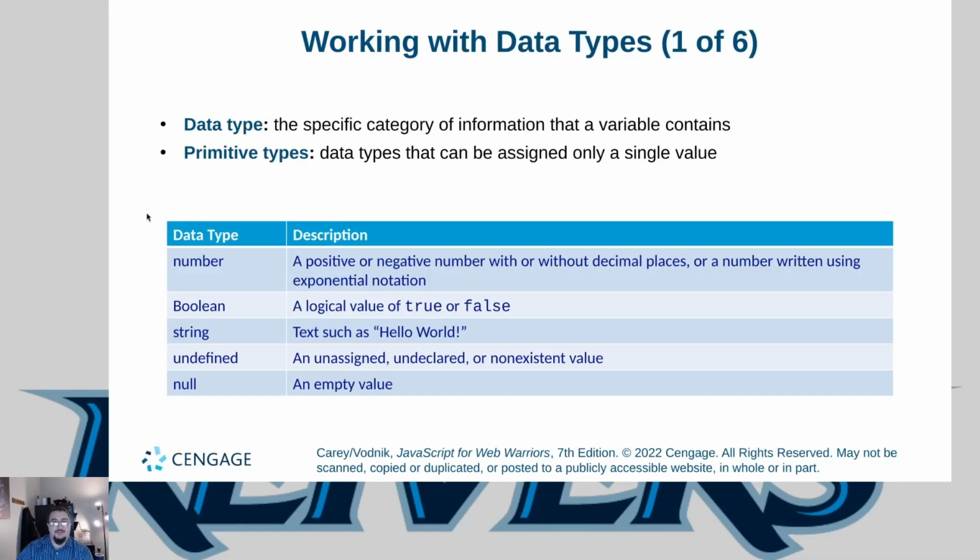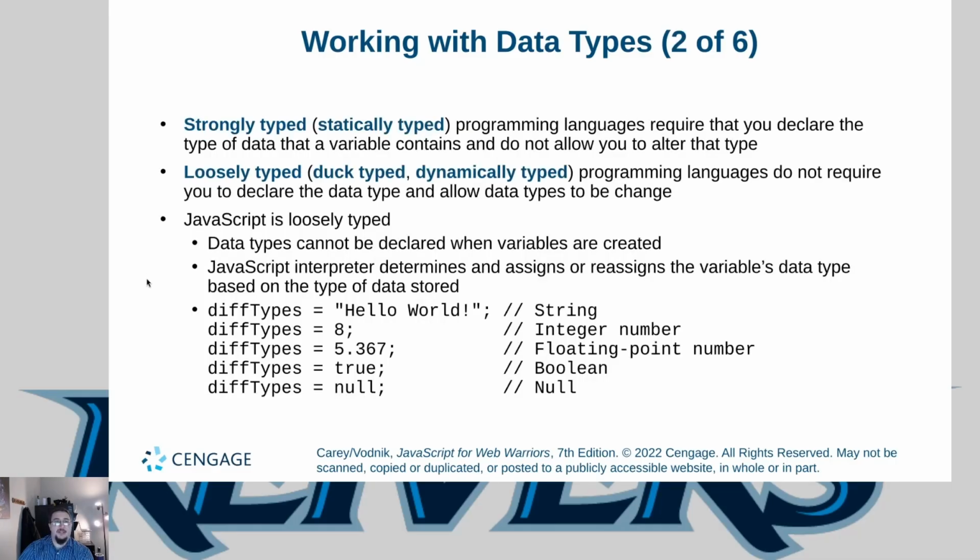Data types, specific categories, or primitive types. Data types can only be assigned to a single value. Data types are numbers, booleans, strings, undefined, or null empty values. Strongly typed programming languages require you to declare the type of data a variable contains and do not allow you to alter that type. Loosely typed or dynamically typed programming languages do not require it. Hello world, div types equals 8, div types equals 5.367, etc.